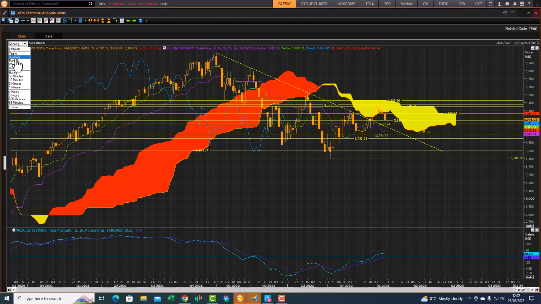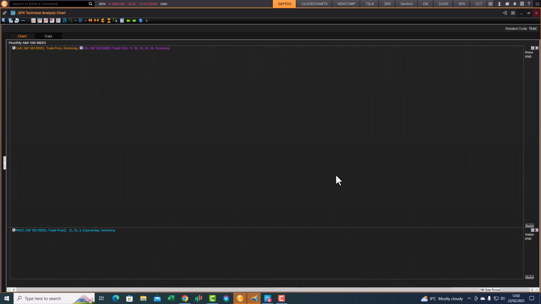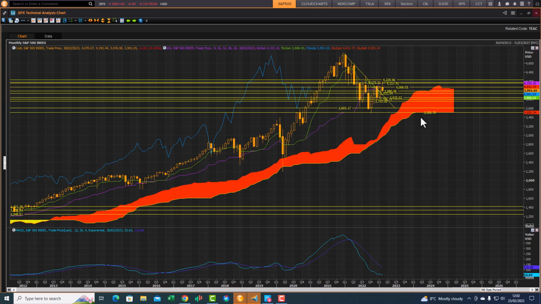And if we look at the monthly Ichimoku as well, there we go. You can see that 3506 is a major support zone. So this correction can still slice through there and hit the 3000 and these 2800. That's the big picture, really big picture downside risk factor in the market.